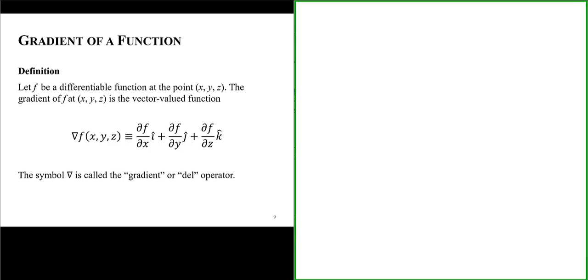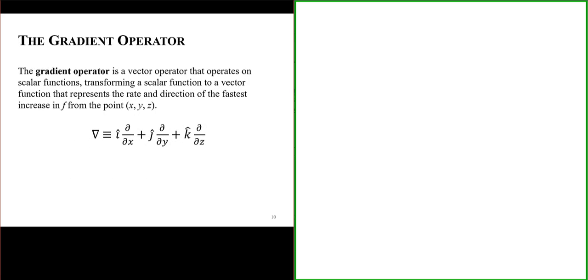That upside down symbol, that symbol that looks like an upside down delta, is called the gradient or del operator. The gradient operator is a vector operator that operates on scalar functions, transforming a scalar function to a vector function that represents the rate and the direction of the fastest increase in the function from the point x, y, z.